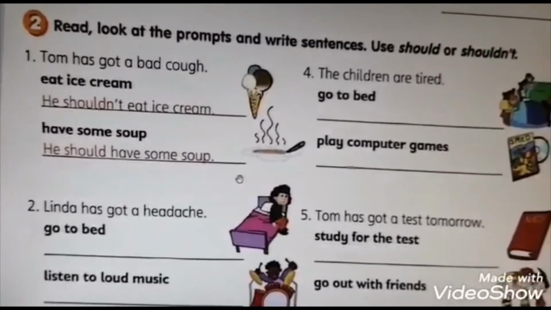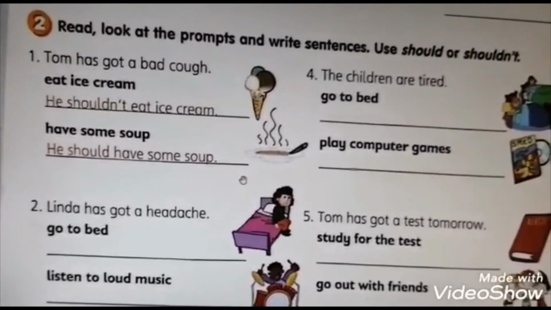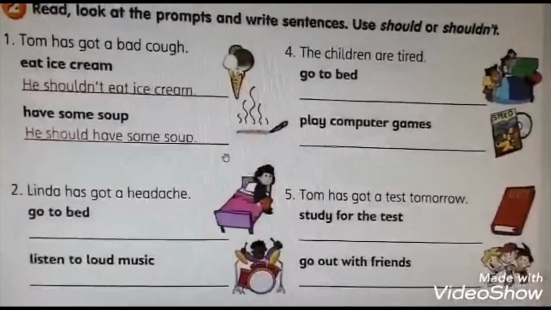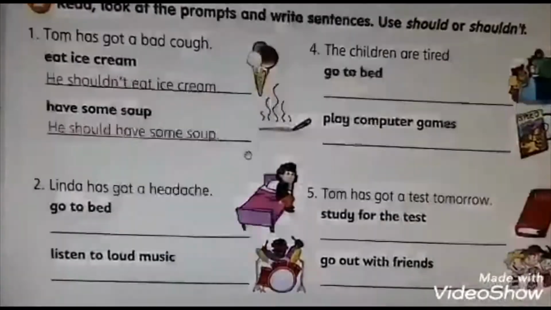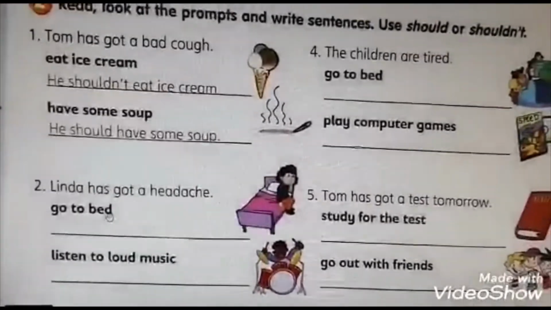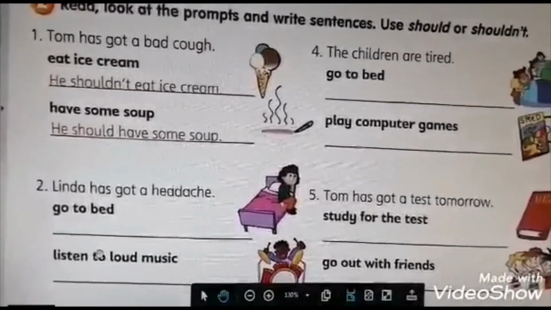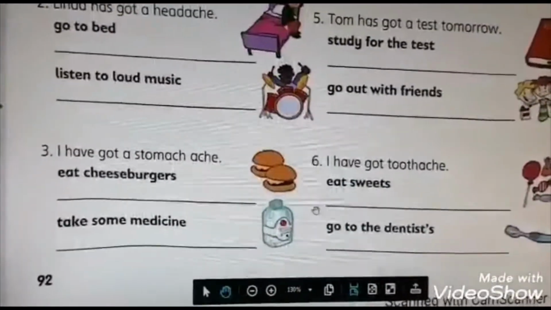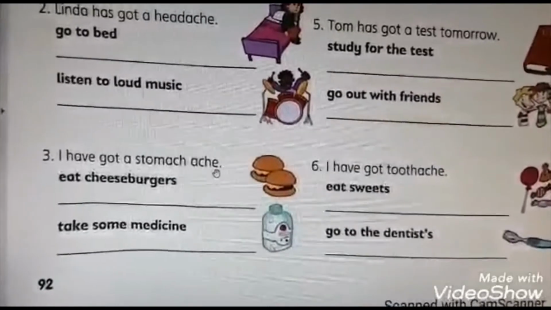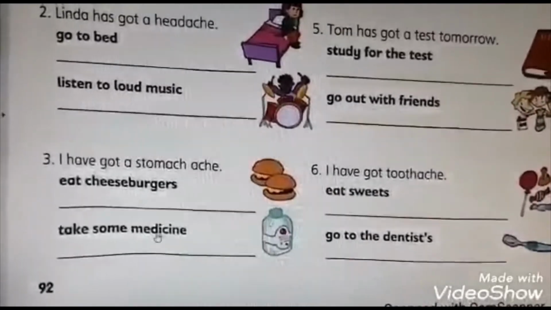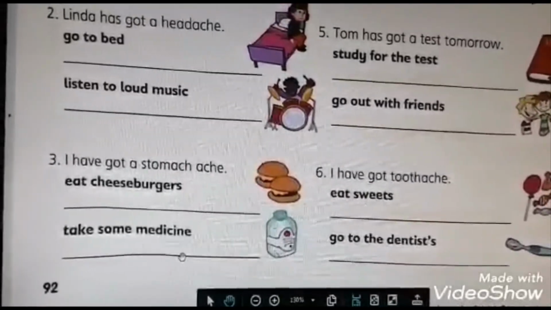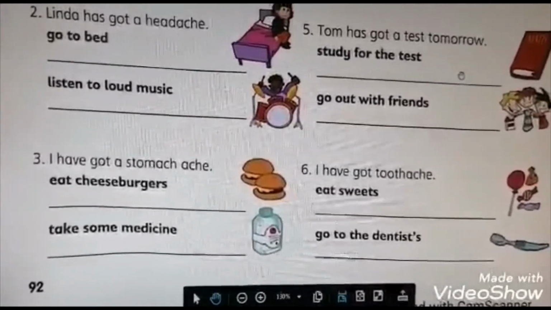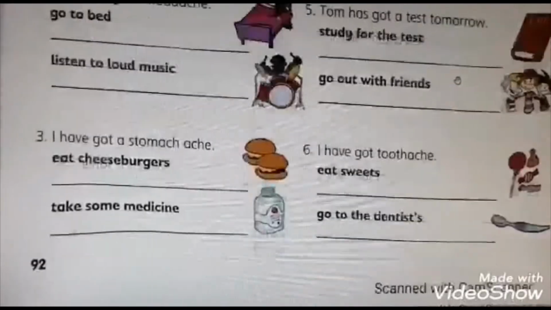Number 2, Linda has got a headache. So, what you supposed to suggest her? Yes, she should go to bed. She shouldn't listen to loud music. Number 3, I have got a stomach ache. Eat cheeseburgers. Take some medicines. So please read these phrases, look at the pictures and try to write should or shouldn't.